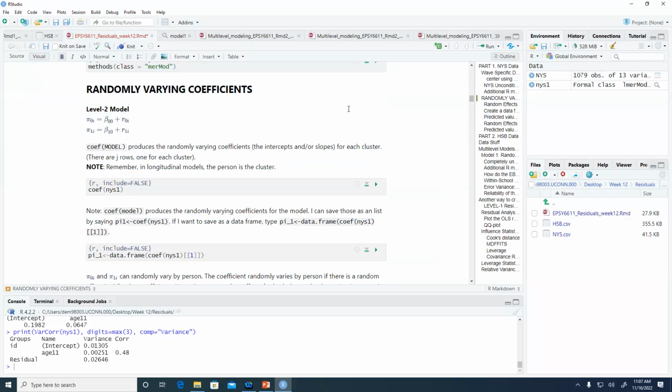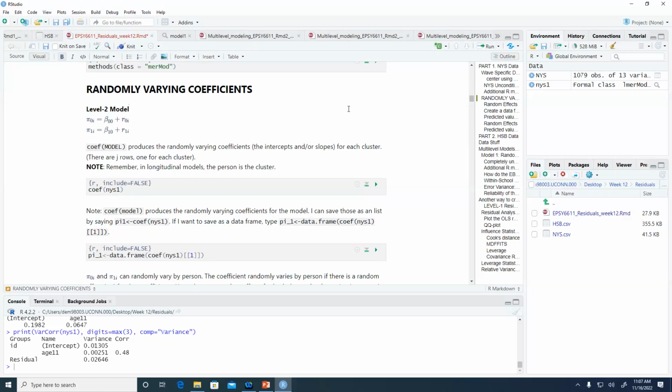So level 2 unit. There are going to be J rows, one for each cluster or one for each person. So when I do this coef model, I'm actually going to get the randomly varying coefficients for the intercepts and slopes for each person in the model. Okay, and again, I can look at them, I can save them in a list, I could save them as a data frame, but let's just start by looking at them.